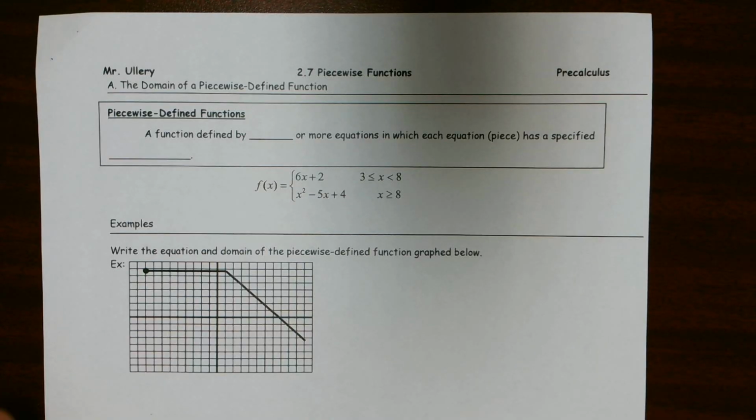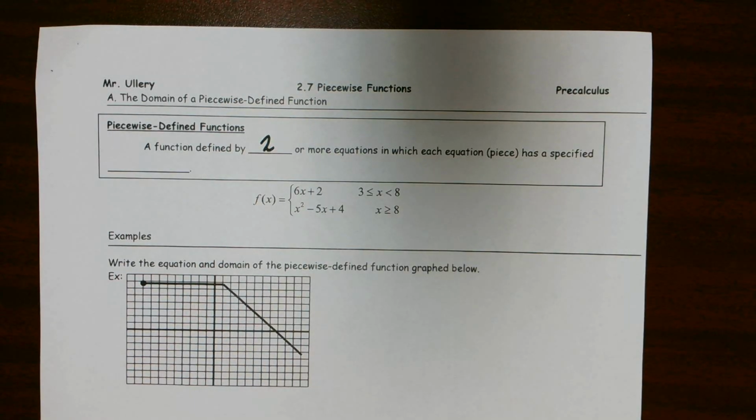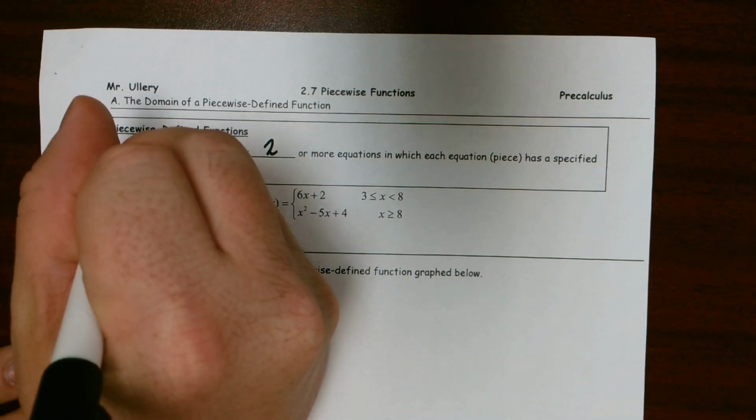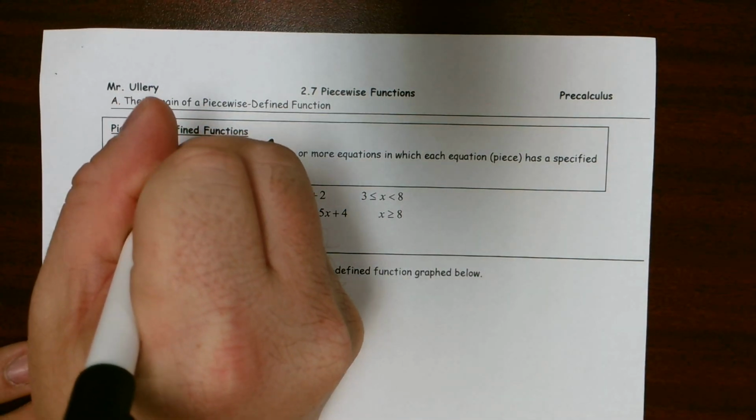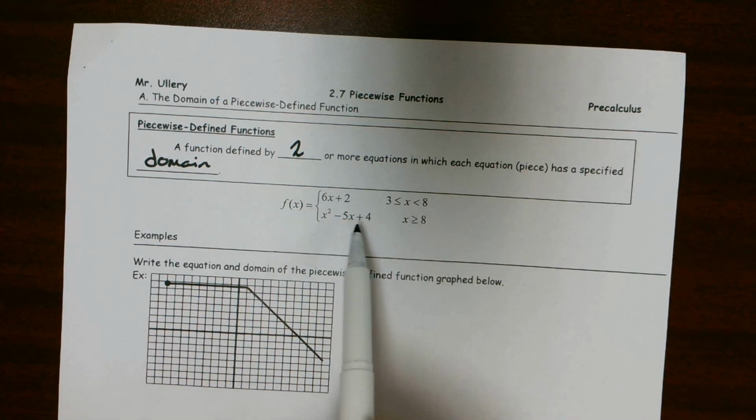A piecewise function is any function defined by two or more equations in which each equation, or piece, has a specified domain. Okay, a specified domain. So here you see an example of a piecewise function.